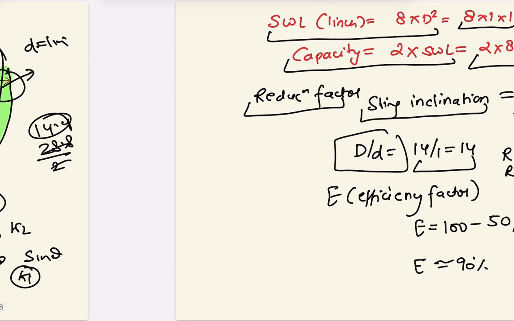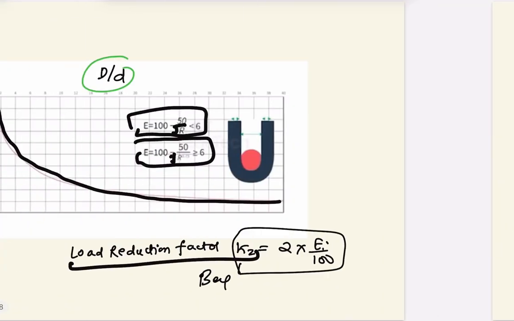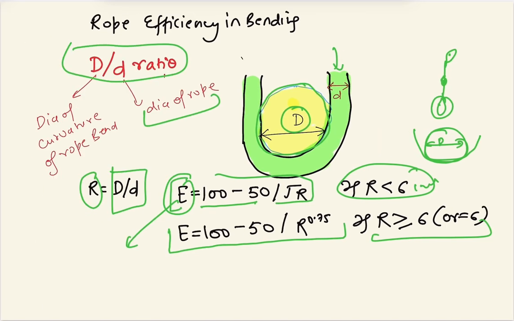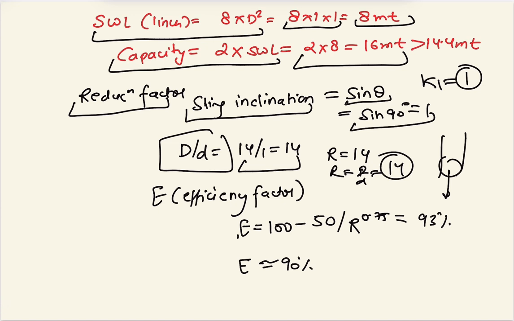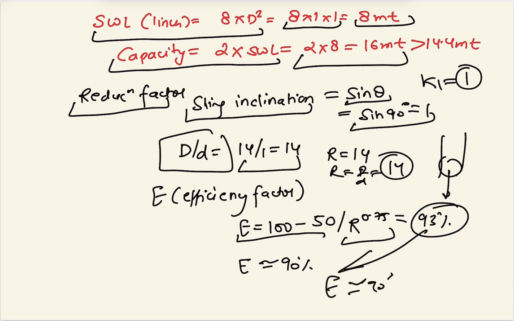That is basically 14. In the energy efficiency factor, we already discussed E is equal to 100 minus 50 by root r. R is capital D by small d, and E is equal to 100 minus 50 divided by r to the power 0.75. Here the r is 14, basically greater than or equal to 6. So we have to use this formula. E is equal to 100 minus 50 divided by r to the power 0.75. So here it comes out to be 93%. For an approximation we are taking E as 90%. Okay, this is the efficiency factor.